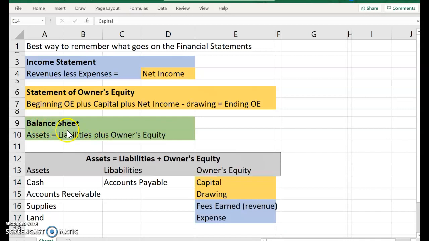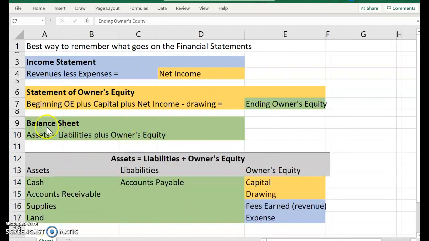Okay, now moving on to my balance sheet. The balance sheet is the accounting equation. So assets equal liabilities plus owner's equity. So I'm going to list out all of my assets, and they're going to equal all of my liabilities plus my owner's equity. I don't have to list out my owner's equity again. I'm just going to go ahead and restate my ending owner's equity taken from my statement of owner's equity to put on my balance sheet.